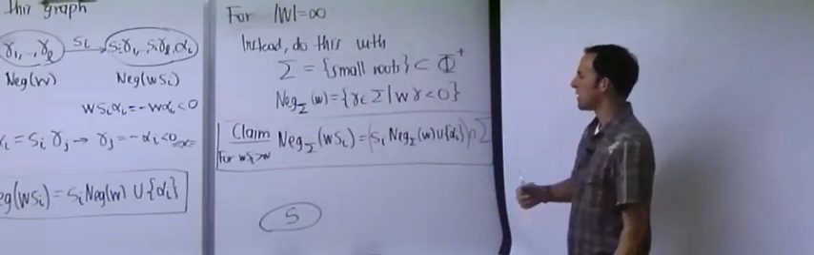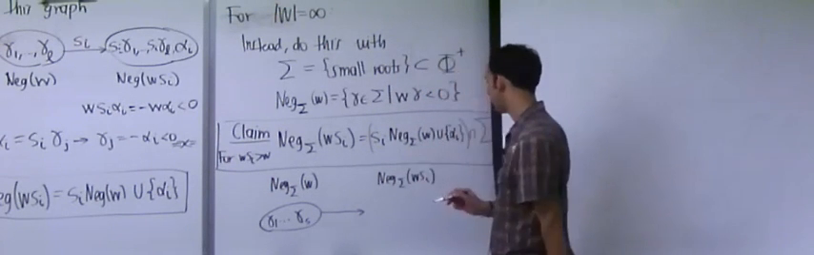So in other words, if I have a group element, and I know that these are the small roots that this group element makes negative. And now I would like to know which are the small roots that this guy makes negative. Well, it's basically just doing exactly the same thing.